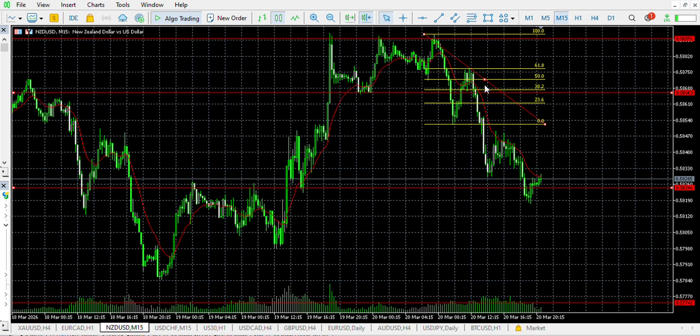So this is a simple method that you can use. It's called a continuation. It is simple, and you can use it if you are a beginner and even intermediate to take an entry. It is simple as you see.